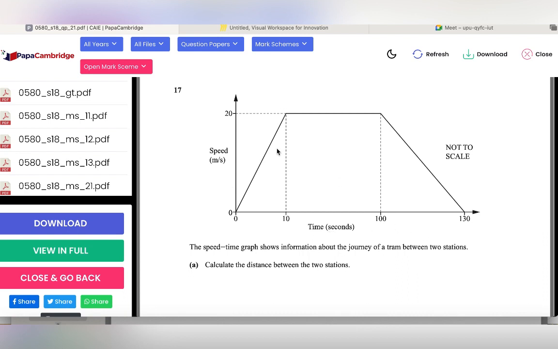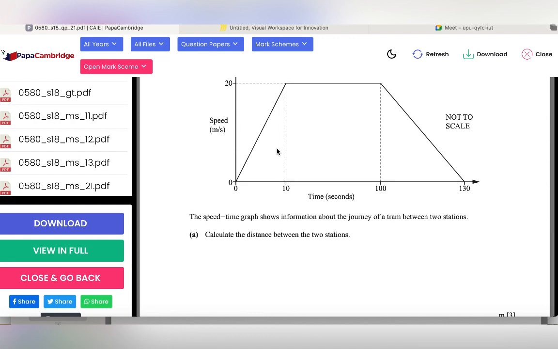Okay, so let's read. The speed time graph shows information about the journey of a train between two stations. Calculate the distance between the two stations.